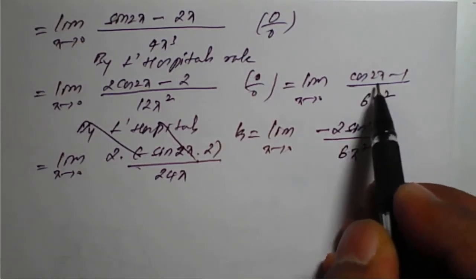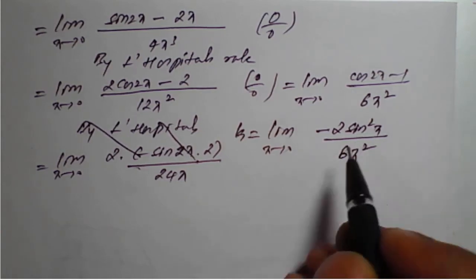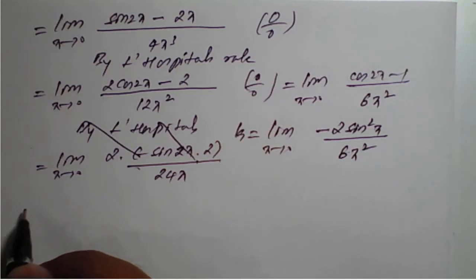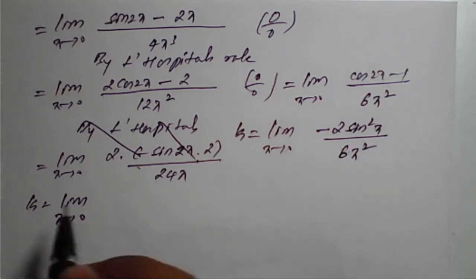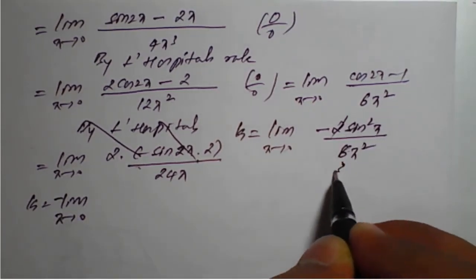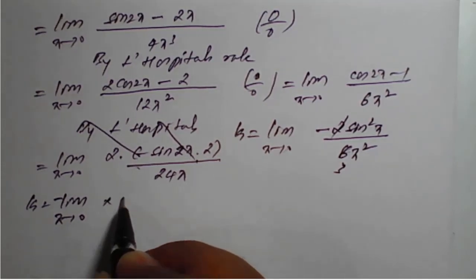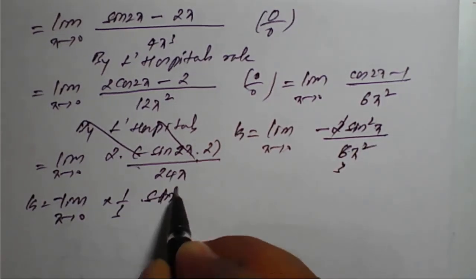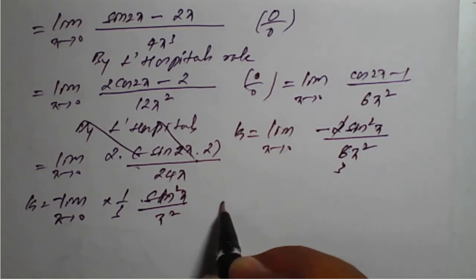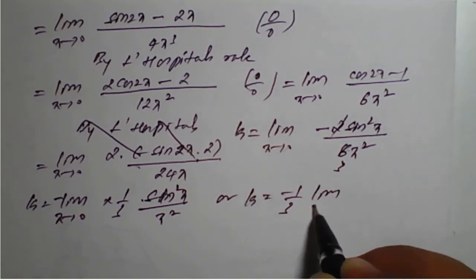So as per the trigonometric value, cos 2x minus 1 is nothing but minus 2 sine square of x. On simplification, this again I will write as k is equal to limit x tends to 0. So this minus I will write before, 2 ones are 2, 3 twos are 6, so it will become 1 by 3 into sine square x divided by x square, or k is equal to minus 1 by 3 limit x tends to 0.